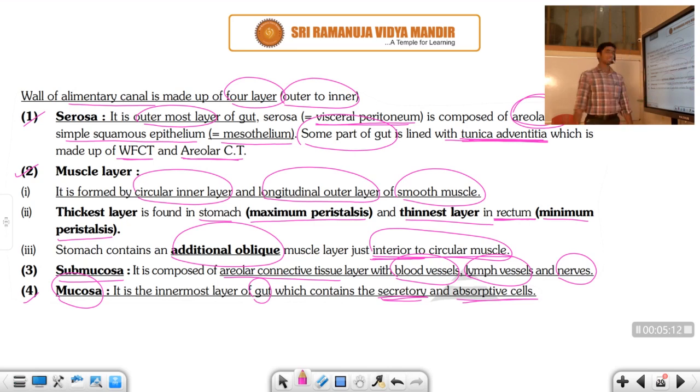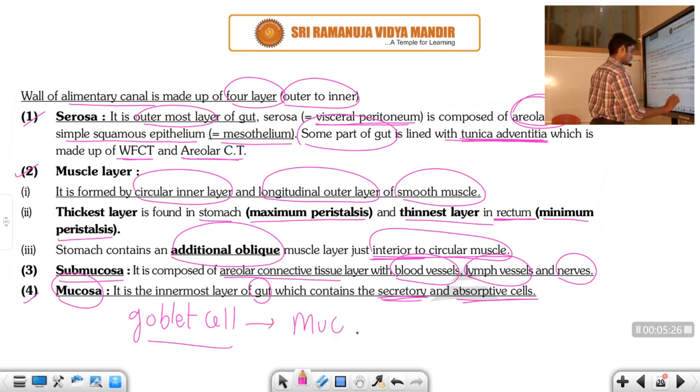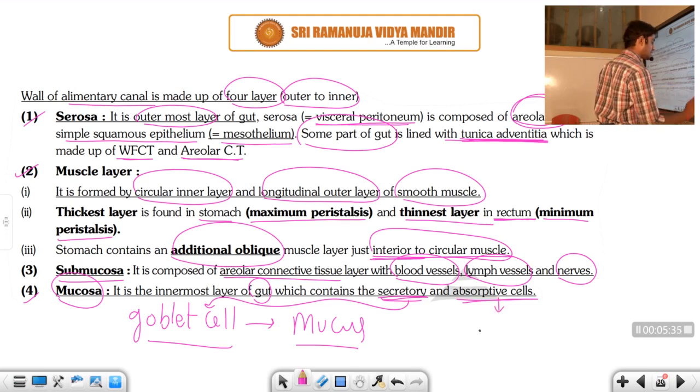Generally in this mucosa you can see, for example, goblet cells. You can take an example. What is the example here? Goblet cell. This goblet cell secretes mucus. So the example of the secretory action is the goblet cell. What is the absorptive cell example? It is villi.